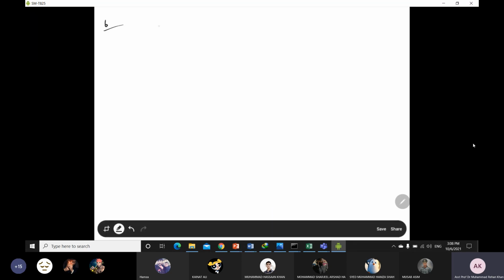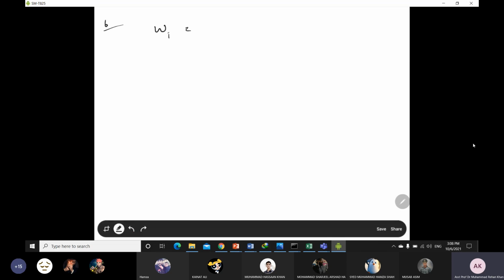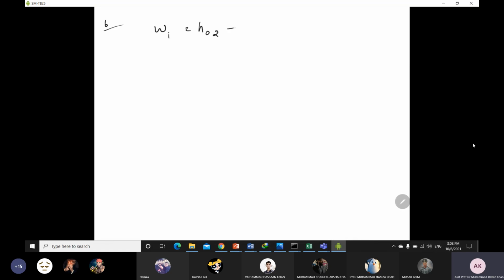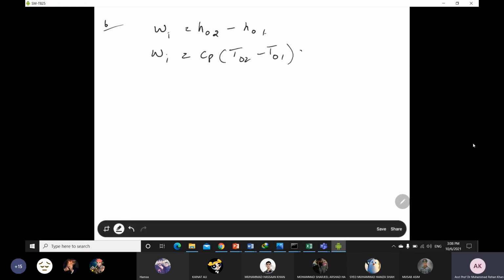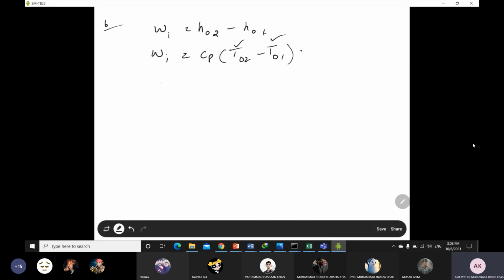Okay, so part B, we have to find the required compressor work. So compressor work, you can say Wc is equal to H02 minus H01, since the compressor is between 02 and 01. So we can also write Cp times (T02 minus T01), which is the compressor work, and this is the work supplied. But here we already have the temperature at the compressor inlet, and we have to find the temperature at the compressor outlet first.